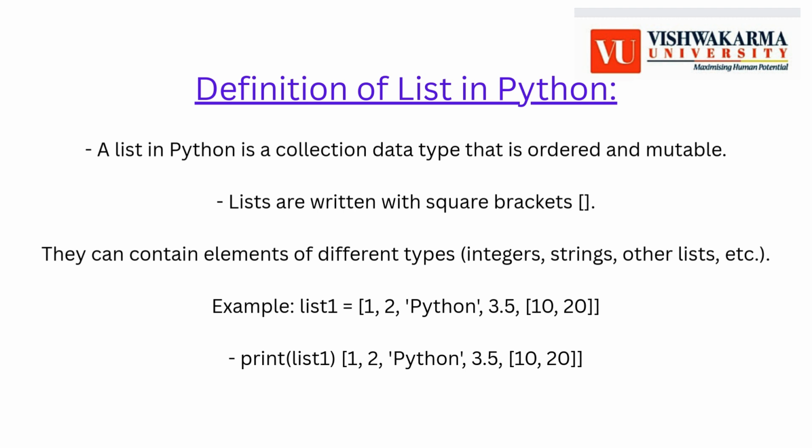For example, list 1. In list 1 we have taken a list that is heterogeneous. Heterogeneous means a list of various types like integer, string, etc. it can have in it. So in list 1 we have taken 1, 2, Python, 3.5, 10, 20. So let's print this list. We print list 1, and we will get it as it is: 1, 2, Python, 3.5, 10, 20. So this was the example of a list.